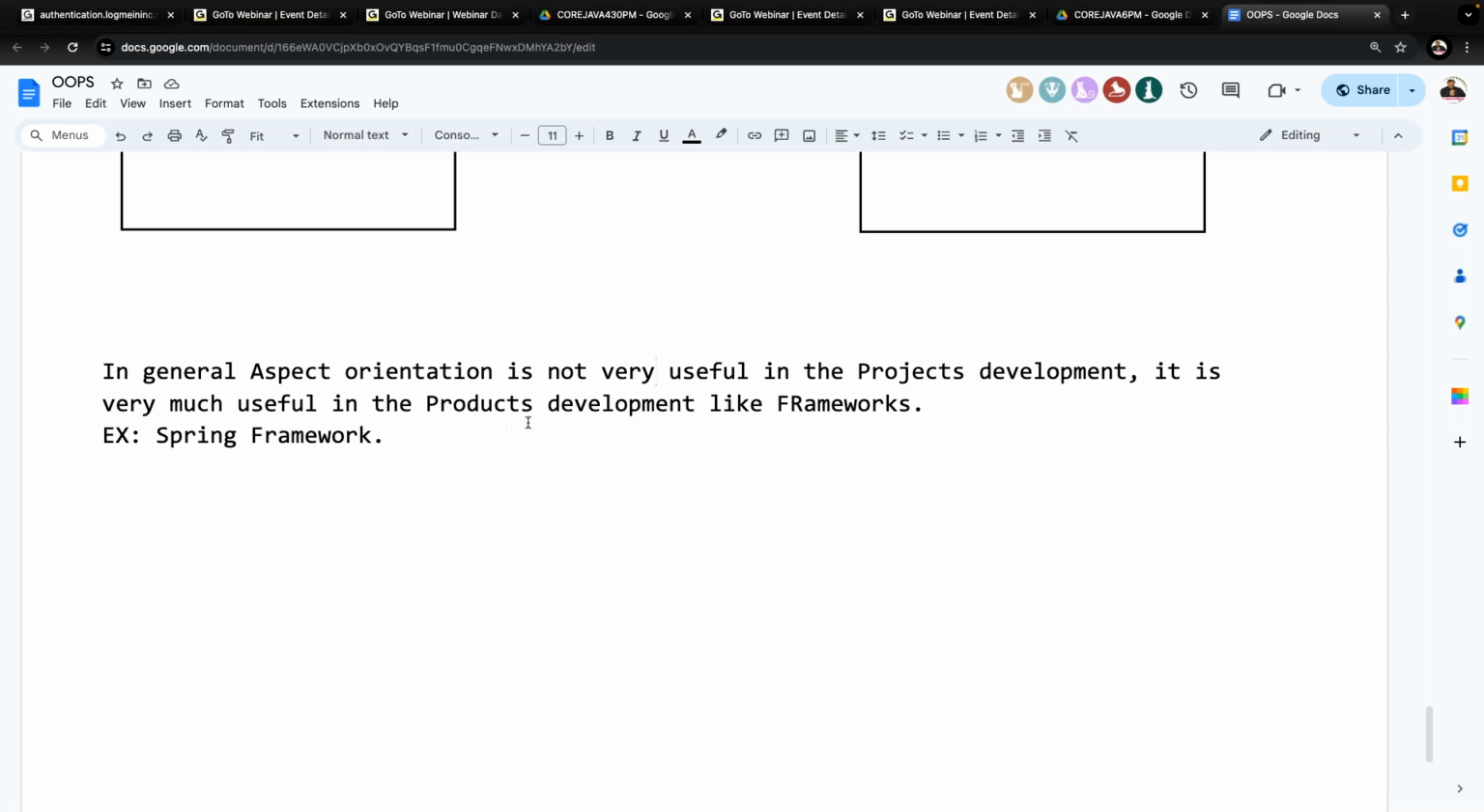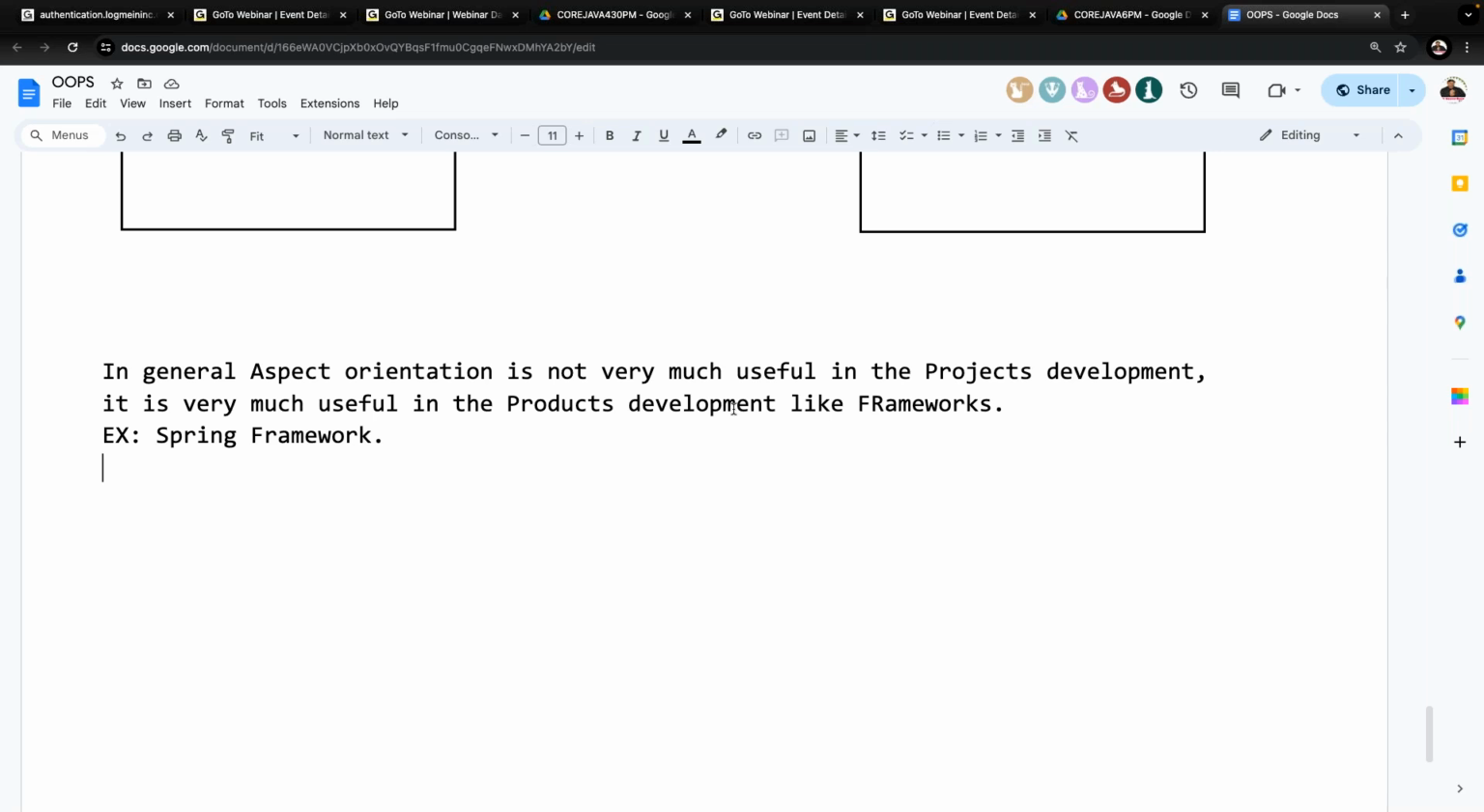Okay. In general, aspect orientation is not very much useful in the projects development. It is very much useful in the products development, like frameworks. Example is the Spring framework. Tell me, are all of you getting clarity on these points now? Just at least minimal awareness. What is aspect orientation? How is it required? Where is this aspect orientation much useful, in project development or products development? Products development. Tell me any example for product now. Spring framework. In Spring framework, aspect orientation is going on in a more effective manner.